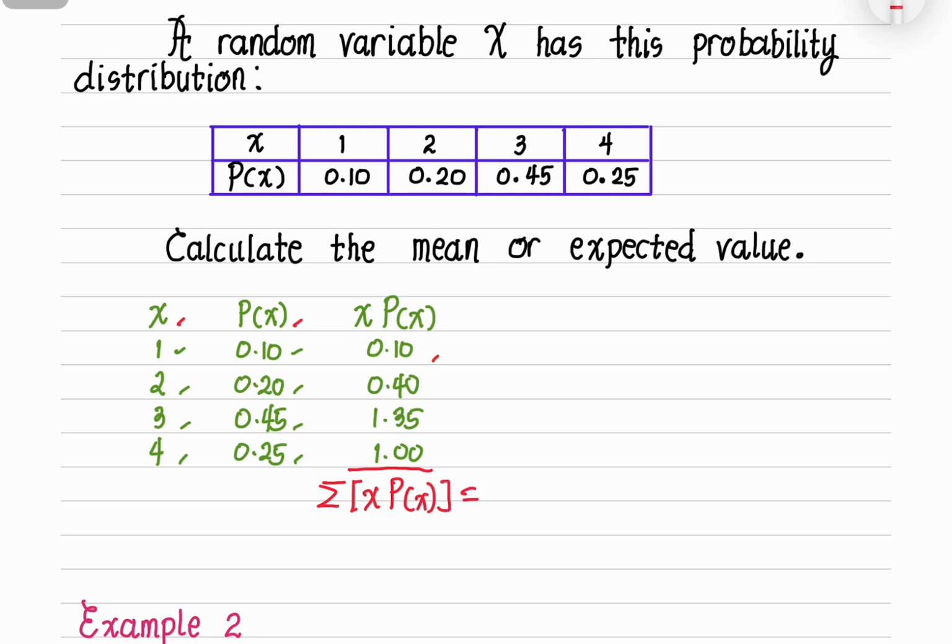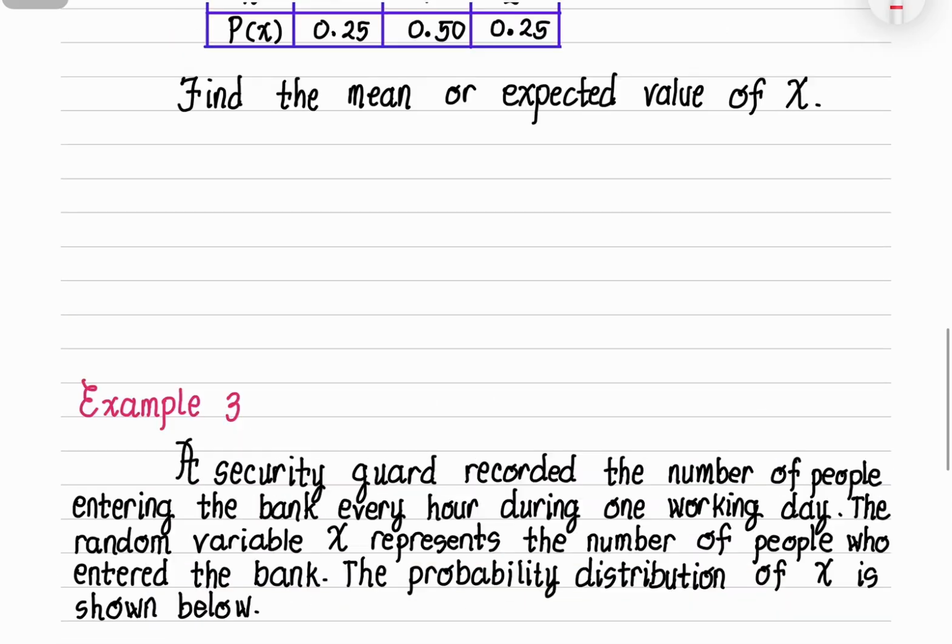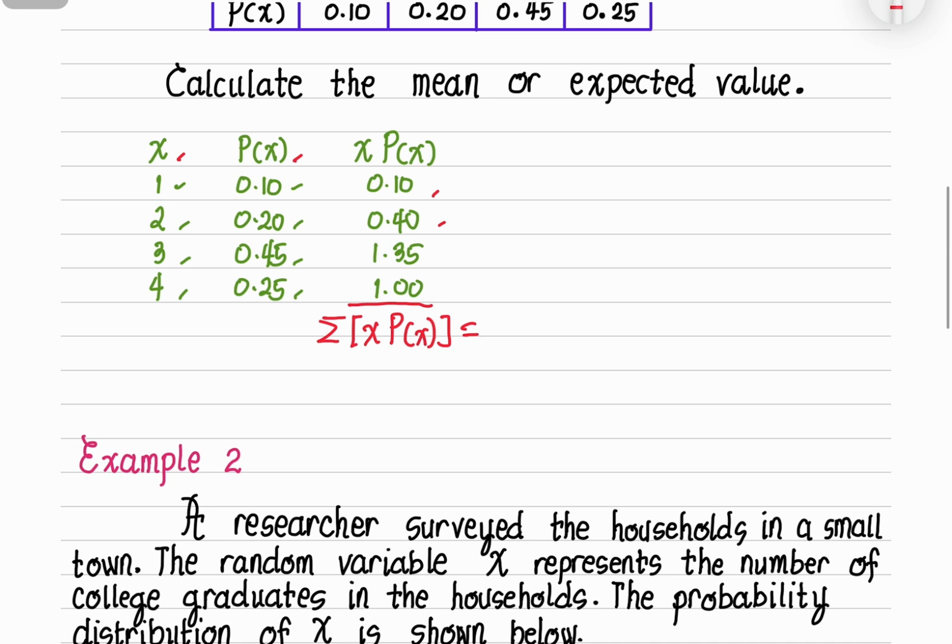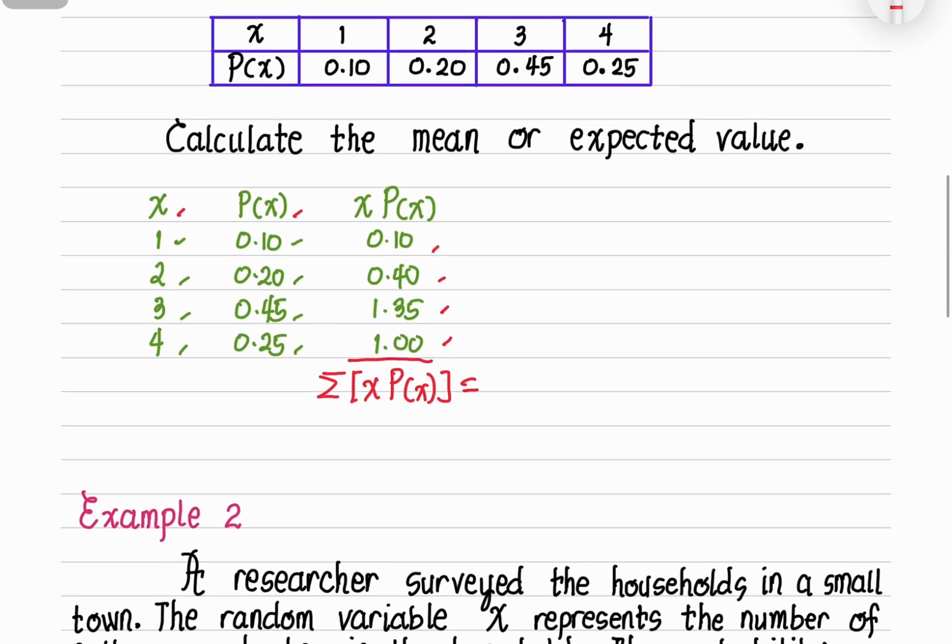So, 0.10 plus 0.40, and then plus 1.35 plus 1, that is about 2.85. Tama? Okay. So, guys, ano ang ibig sabihin ng 2.85? So class, kapag interpret natin itong result na 2.85, no?